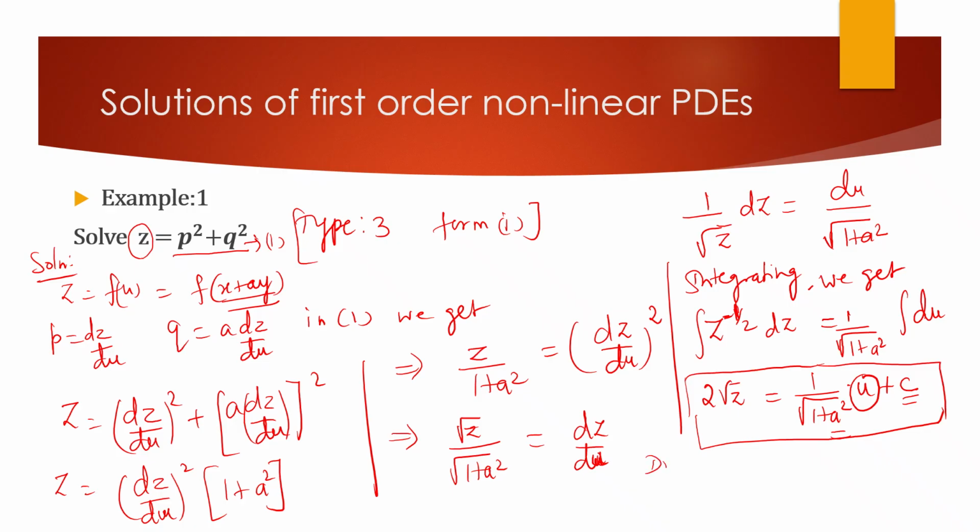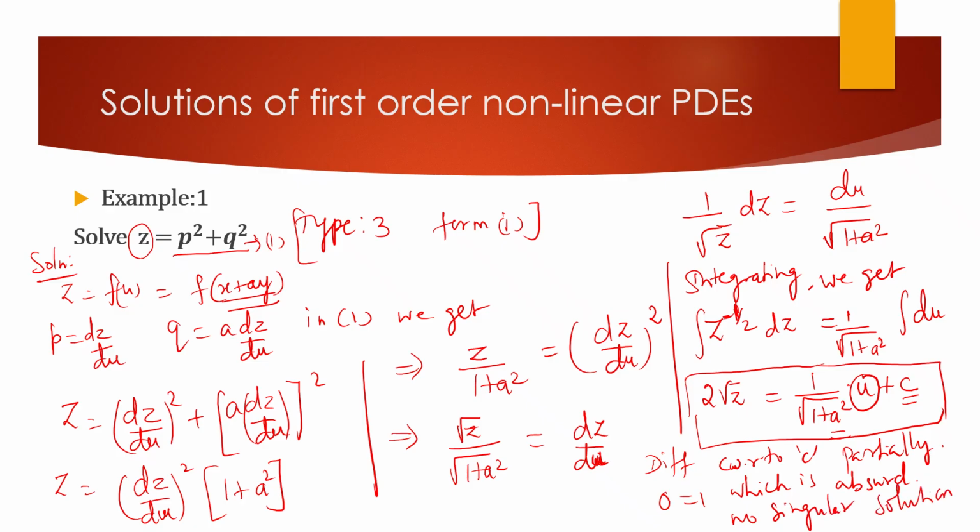Now differentiating this partially with respect to the arbitrary constants. First, if we differentiate this with respect to c partially, we get 0 is equal to 1, which is absurd, which means this has no singular solution. So type 3 form has no singular solution, and the general solution is obtained as usual.